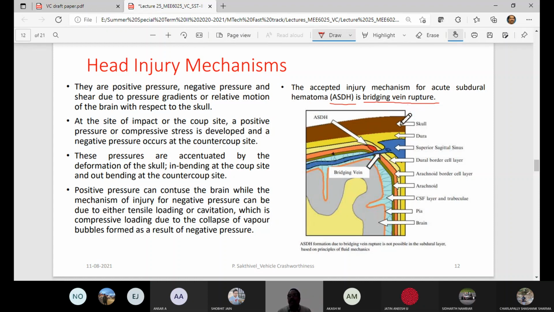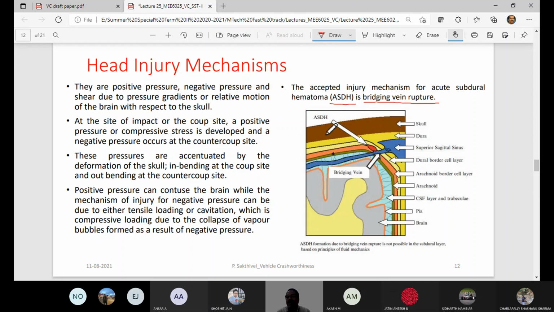Now the vein rupture is what makes a blood clot. When there is an accident and a blood clot is bleeding inside, the person becomes unconscious and so on. That is what is called ASDH, acute subdural hematoma. So what causes this? Let's look at this sectional view of our brain.